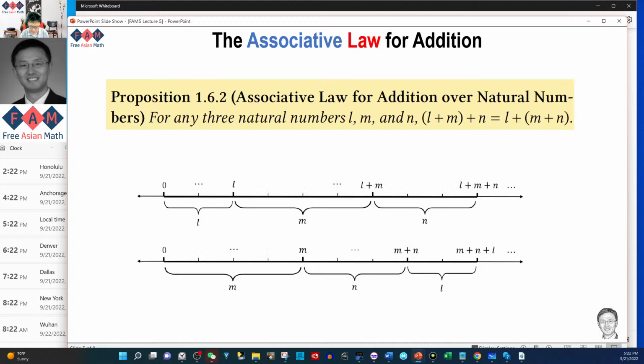Okay, so here we come to the associative law for addition. With the understanding of how the parentheses work, we will be able to state the associative law for addition in the exact way. And the law is exactly like this. You have 3 natural numbers, L, M, and N.